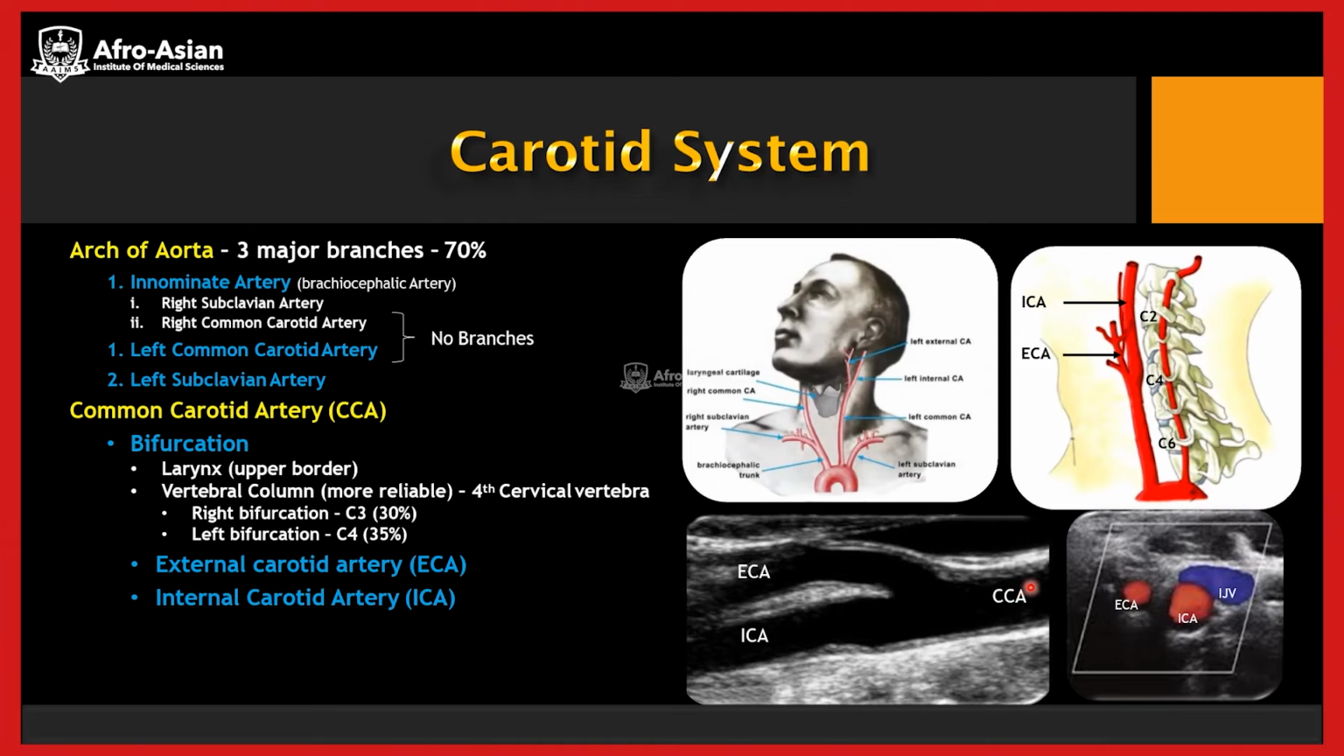Here you can see the bulb, the longitudinal section grayscale. This is the wall. Common carotid artery having bulb and divided into external carotid artery and internal carotid artery. Here we have the internal jugular vein, ICA, ECA after bifurcation in the cut section with colored Doppler.